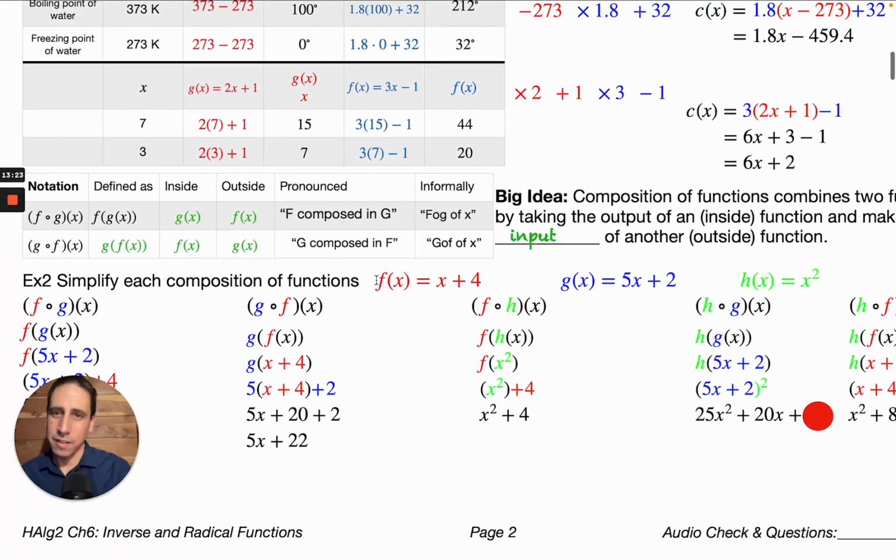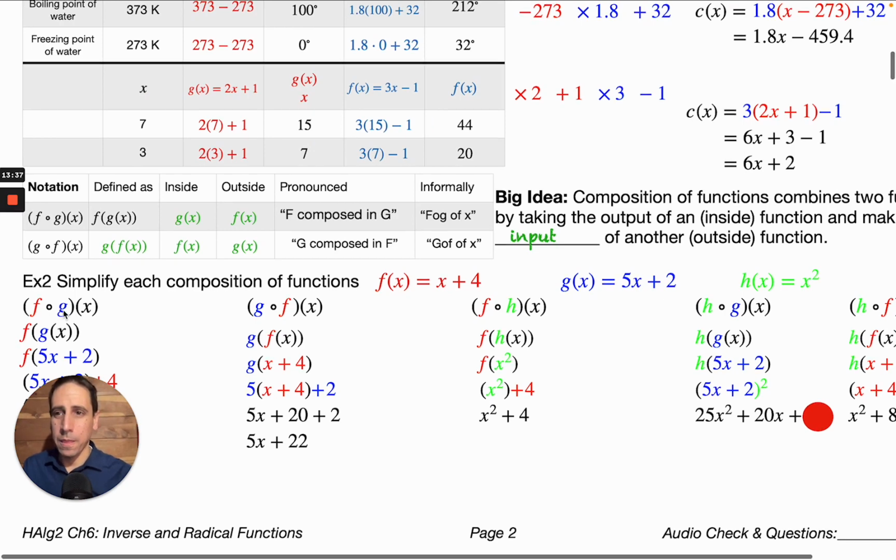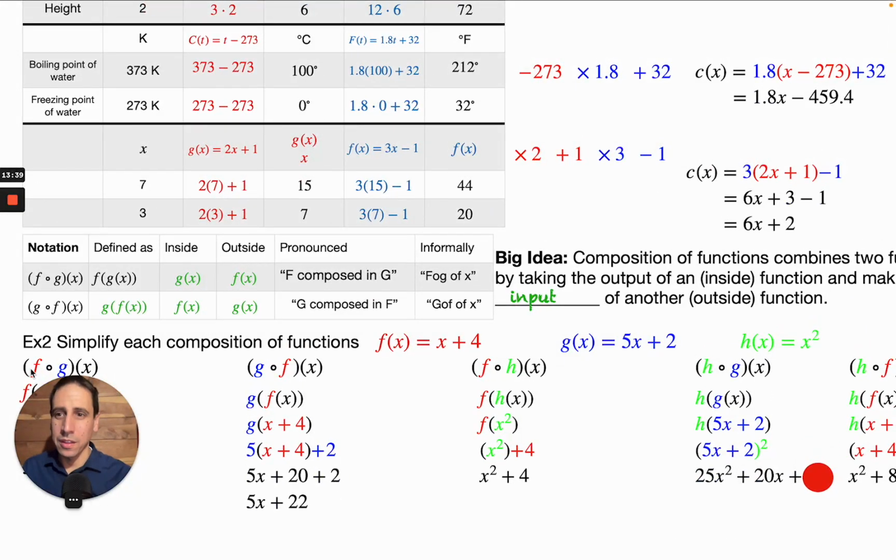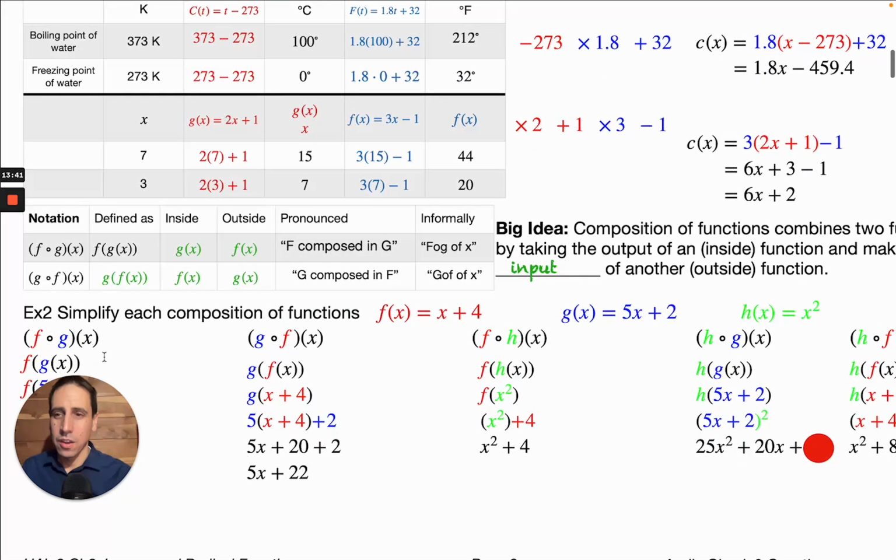Let's say Alex.com gives you functions like this. f of x is equal to x plus 4, g of x is equal to 5x plus 2, and h of x is equal to x squared. You can compose these in lots of different ways. Here's f of g of x.